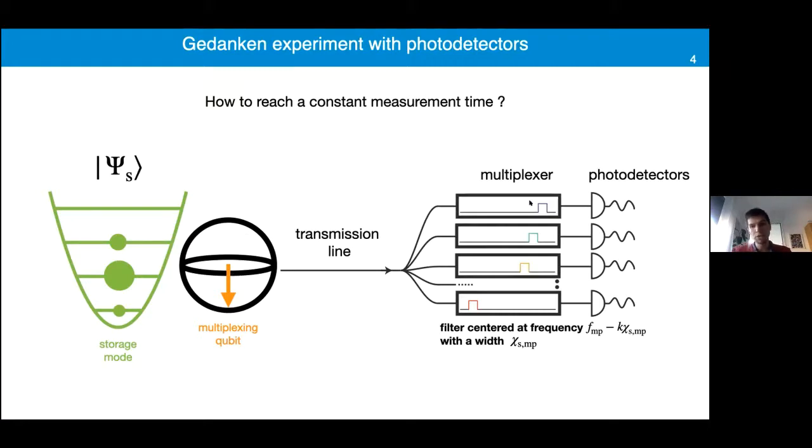At the end of the transmission line, we have a multiplexer. It is an array of filters centered on all the possible qubit frequencies with a width χ_sq, the cross-Kerr rate between the qubit and the storage mode. And after each filter, you have a perfect photodetector. So how do we reach a constant measurement time?